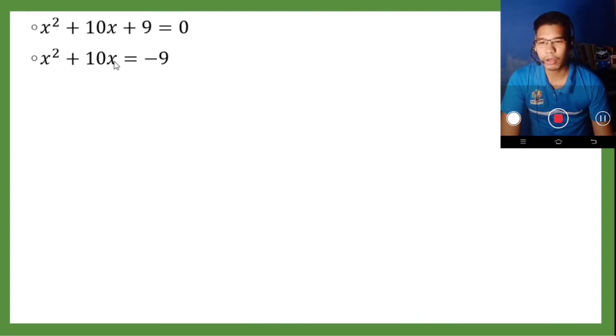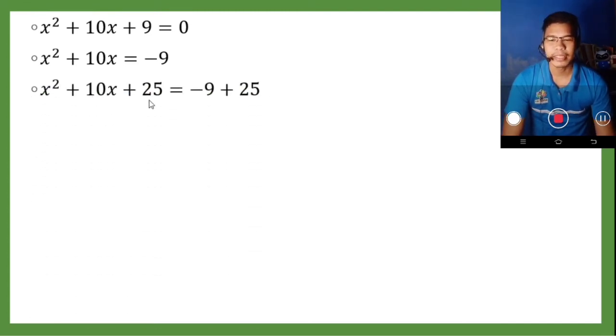After that, we complete the perfect square trinomial by dividing 10 by 2. So that is 10 divided by 2, which is 5. And then square 5. 5 times 5 is 25. And then we're going to add 25 to both sides of the equation. So that will become x squared plus 10x plus 25 equal to negative 9 plus 25.